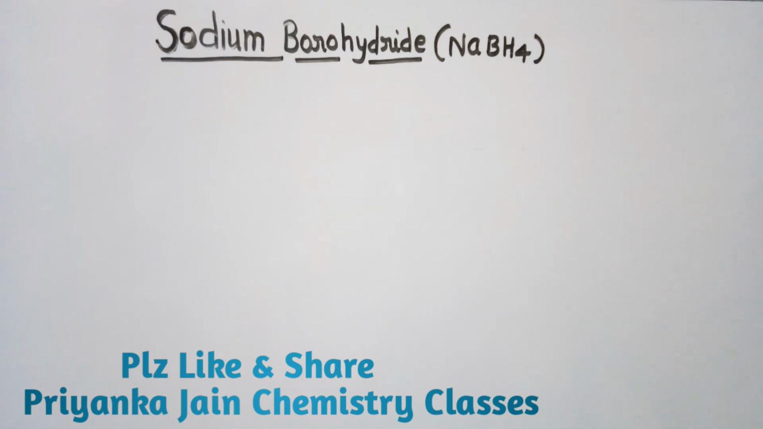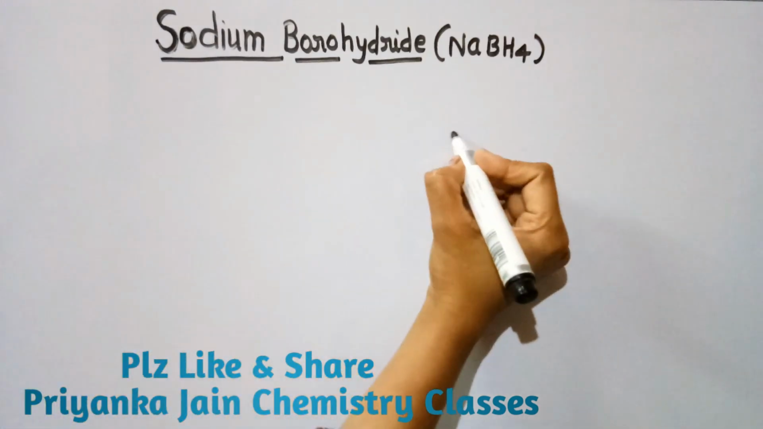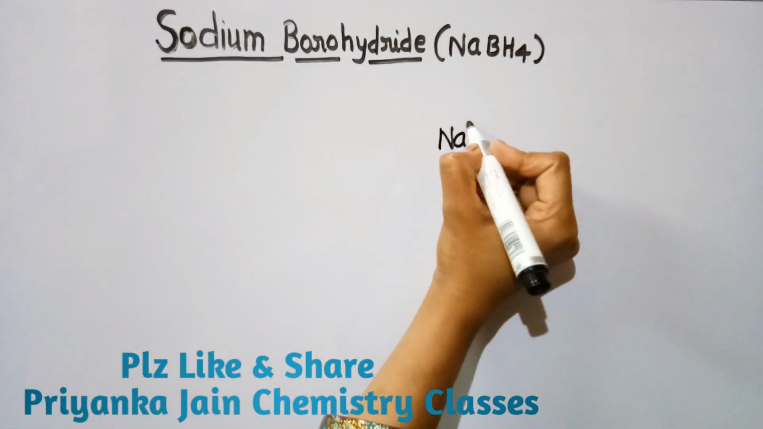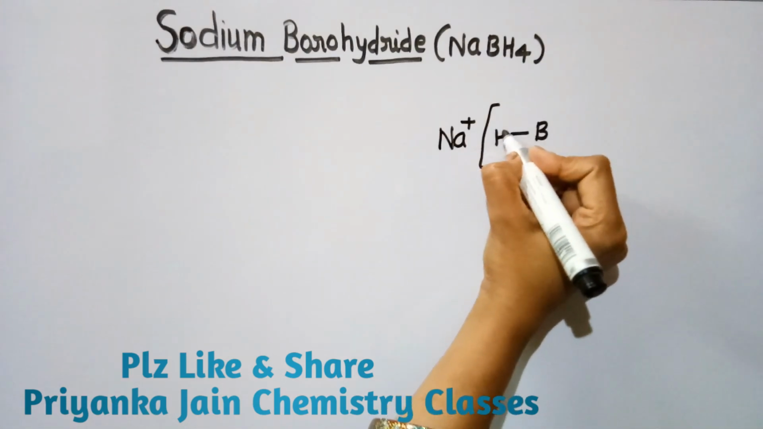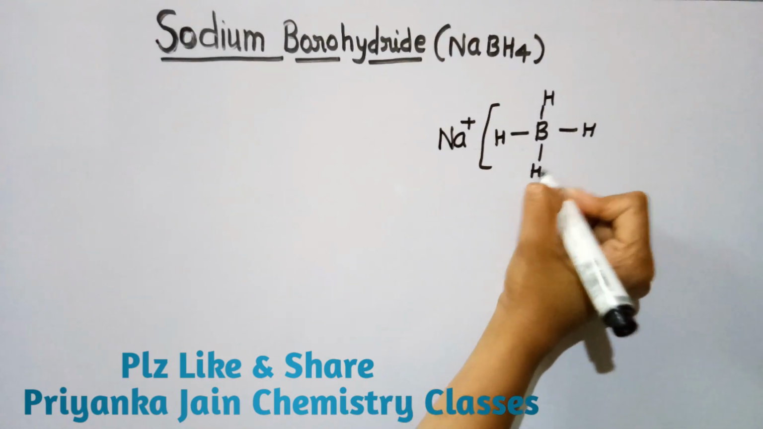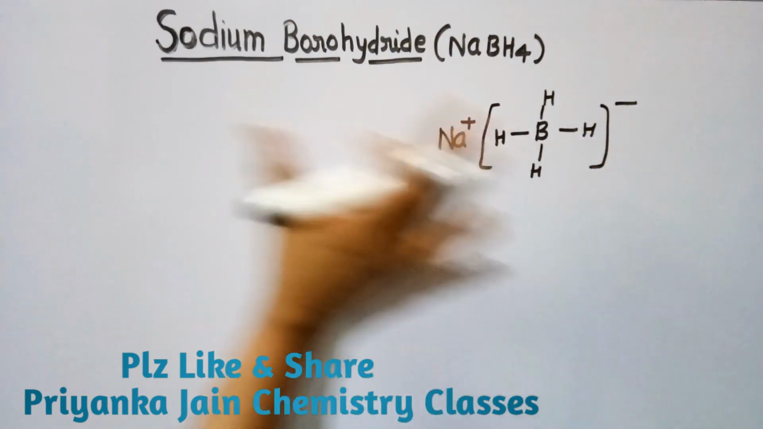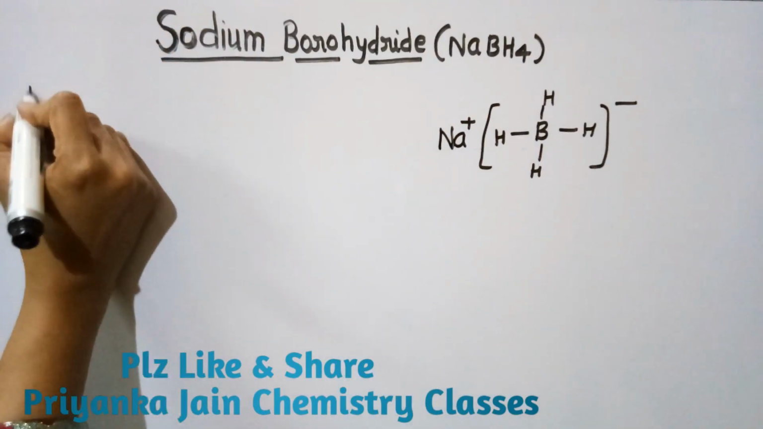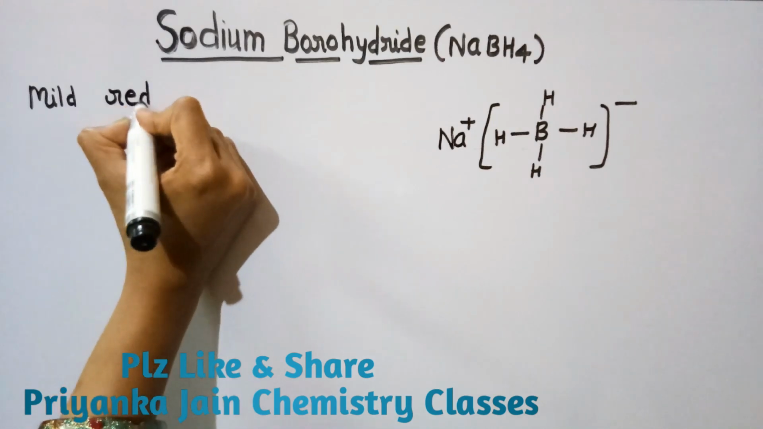In our last video we have seen lithium aluminium hydride. Another similar reagent is sodium borohydride. It is also a reducing agent. Firstly, see its structure. Here will be Na+ and this boron is attached to 4 hydrogens, so it will have a negative charge. So it acts as a nucleophile. It is a milder reducing agent as compared to lithium aluminium hydride.